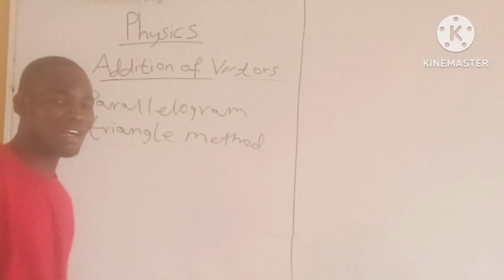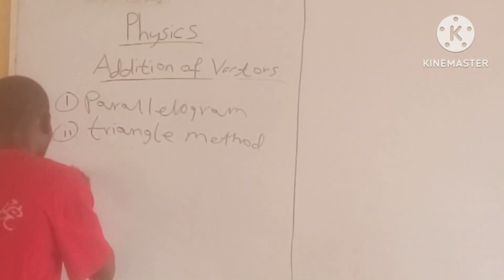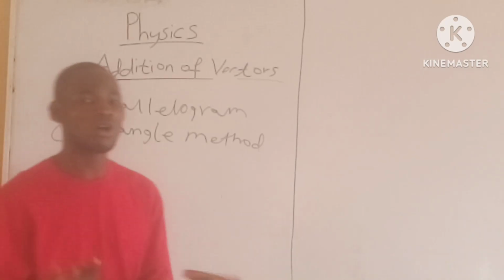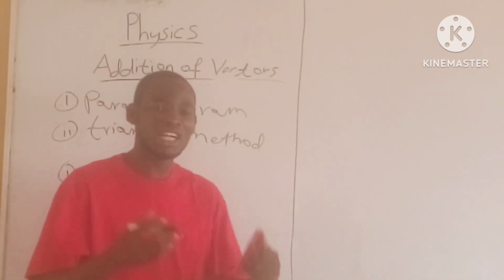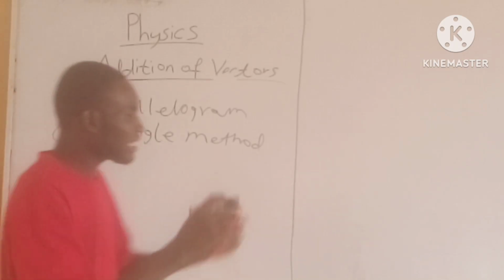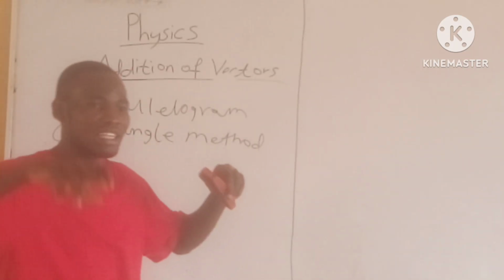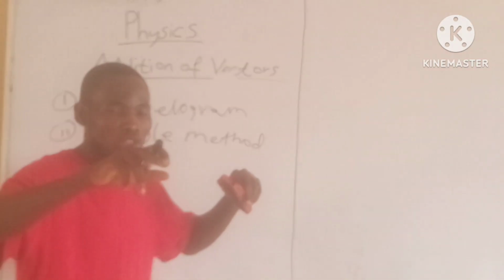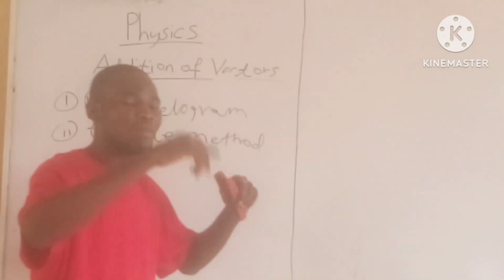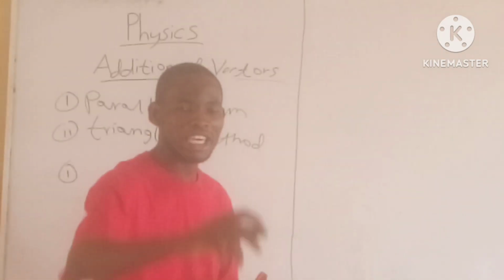Now, let's talk about the parallelogram. In the parallelogram method, we have the parallelogram law, which states that vectors are represented in magnitude and direction by the adjacent sides of the parallelogram, and that the diagonal line drawn from the point of intersection between the two vectors represents the resultant vector in magnitude and direction.